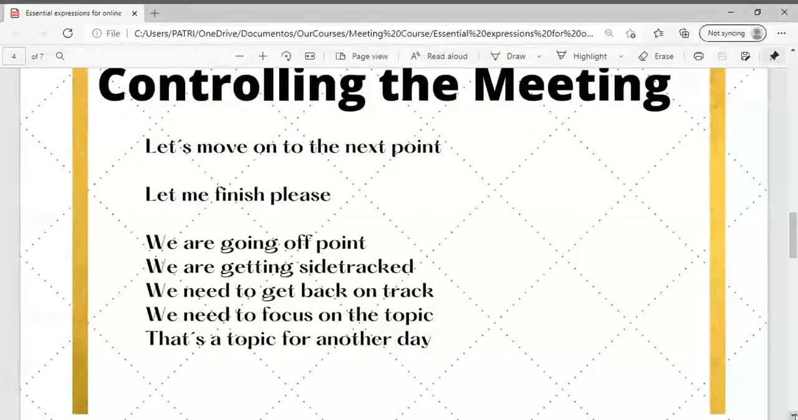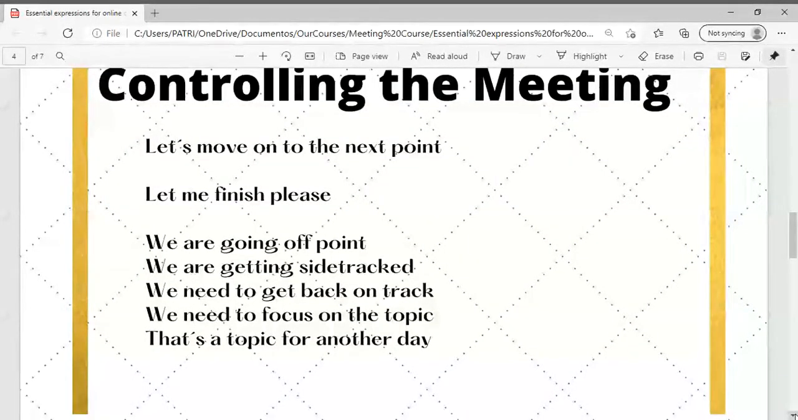Then maybe someone is trying to interrupt you or interrupt someone, and you can say, let me finish, please, or please let me finish, you know, or can we let John finish and then you'll get a chance to speak, you know, so something like that.